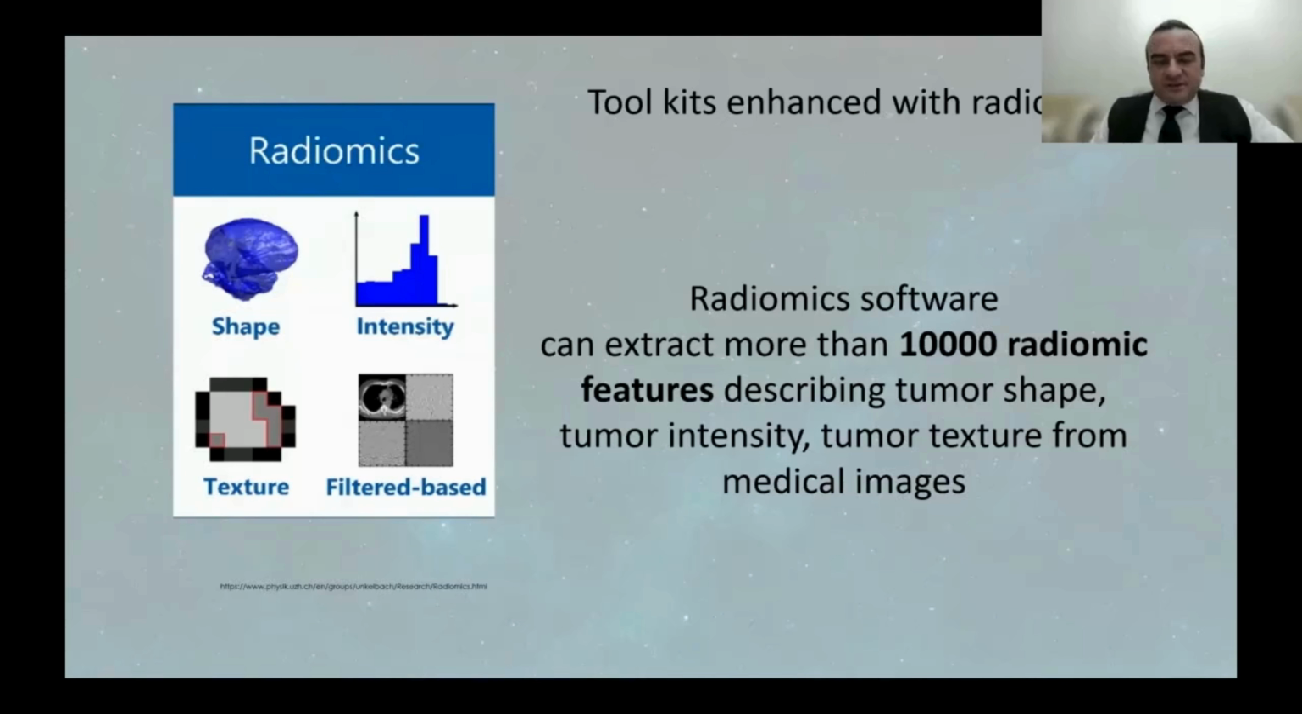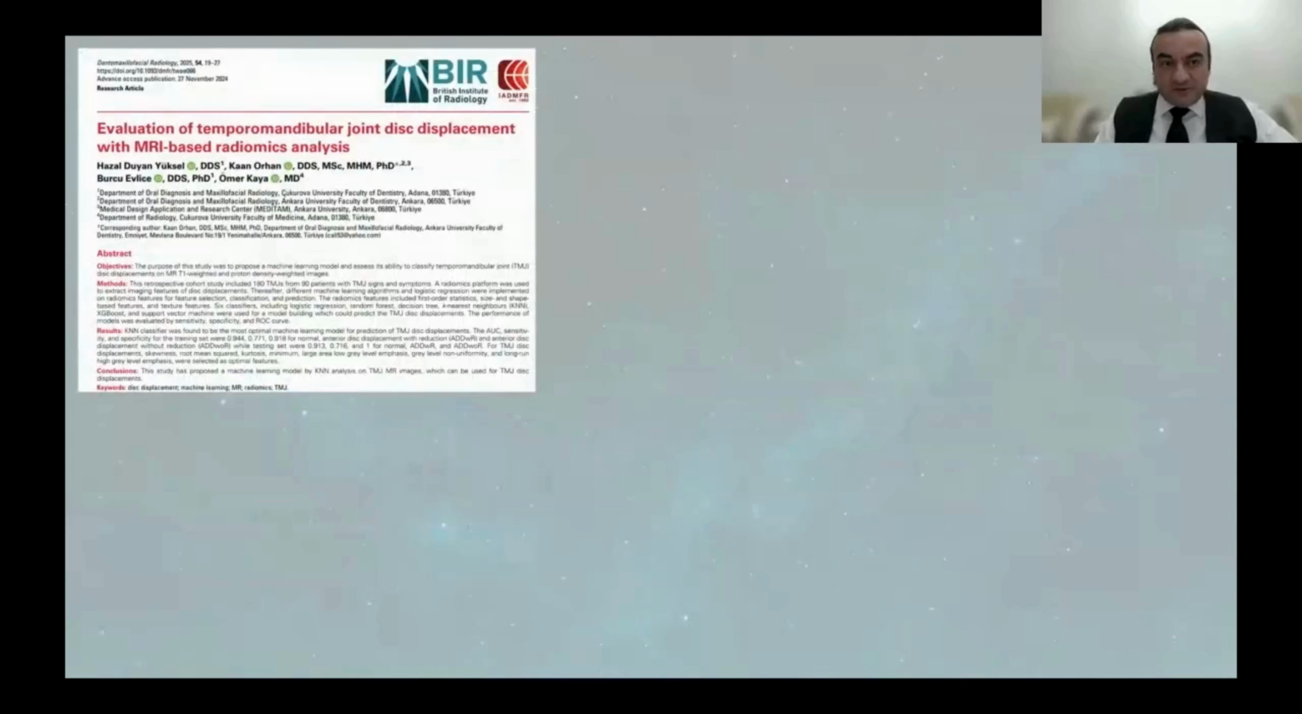Using radiomics software, we can extract even more than 10,000 different radiomics features describing the tumor shape, tumor intensity, tumor texture, or the anatomical landmark, shape, intensity, texture, whatever you are looking for. So basically, we are using these types of features to extract whatever we are looking for.